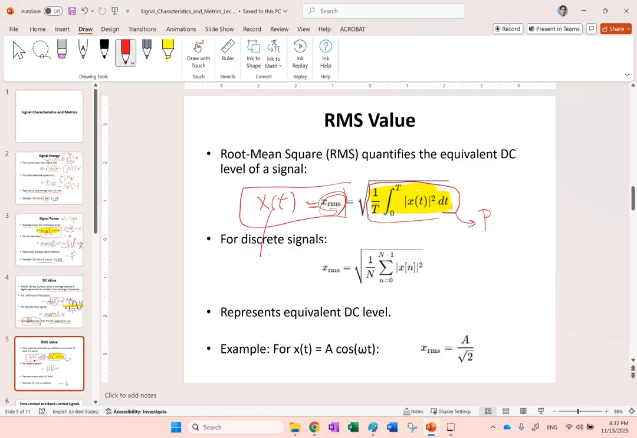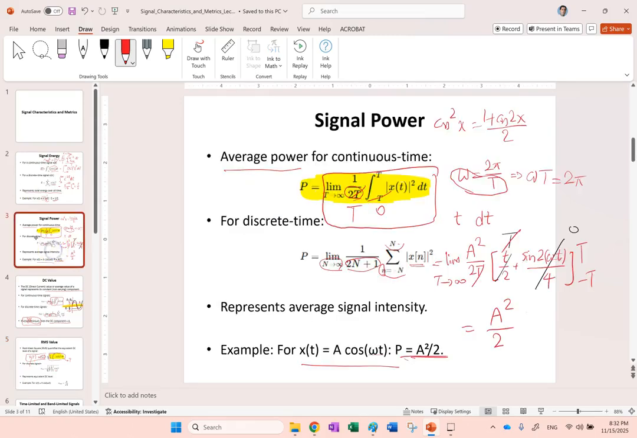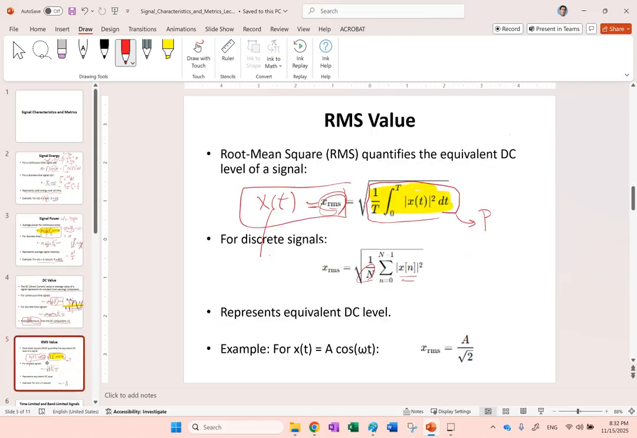Now, if it's a discrete signal, of course, again, we square the signal and we go from n of 0 to n minus 1 divided by n and take the square root. Again, that's the exact same definition as this one, except that instead of going from negative n to n, we are just going from 0 to n, or n minus 1 in this case. So we go from 0 to n minus 1 and we divide by n, but that's the exact same definition. Okay, so it's an equivalent DC level.